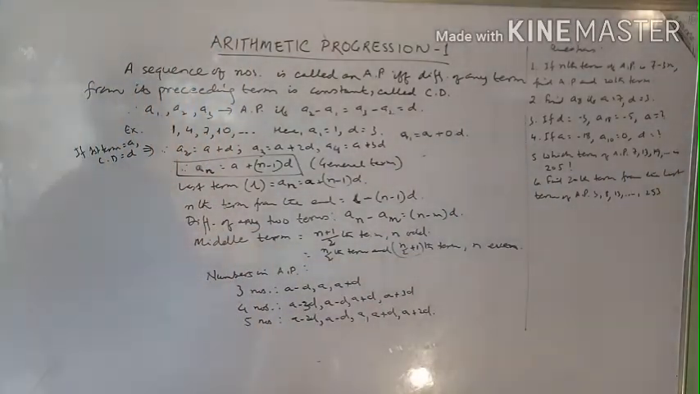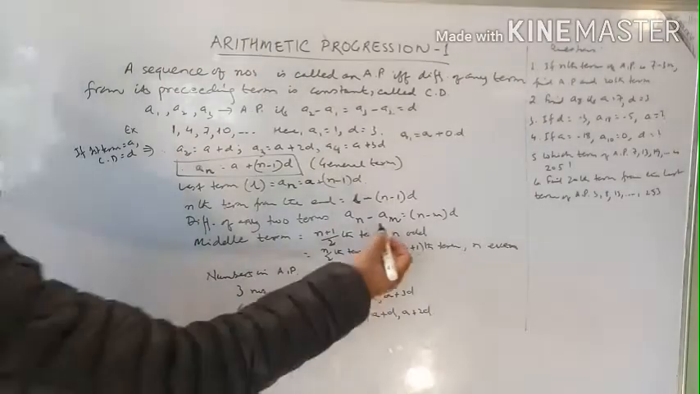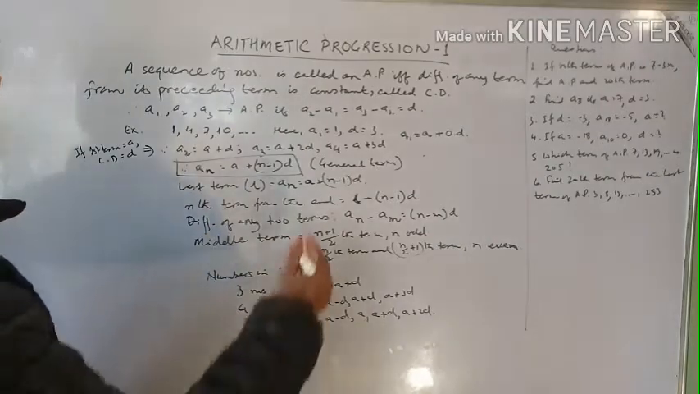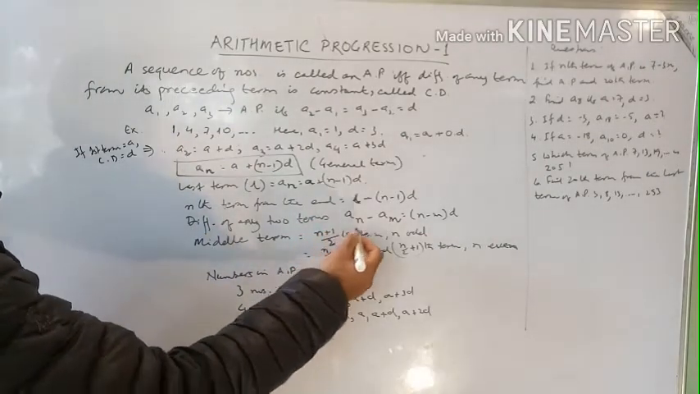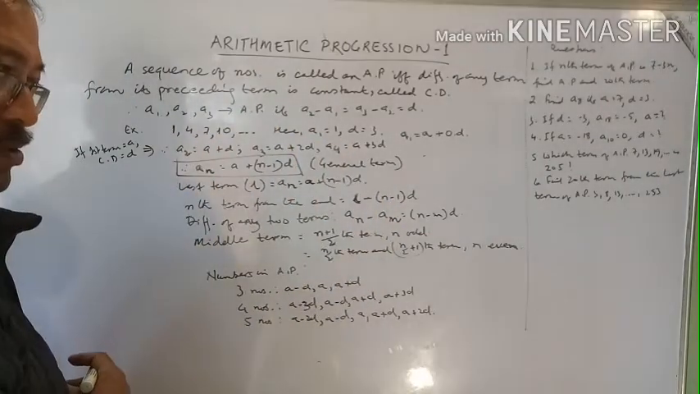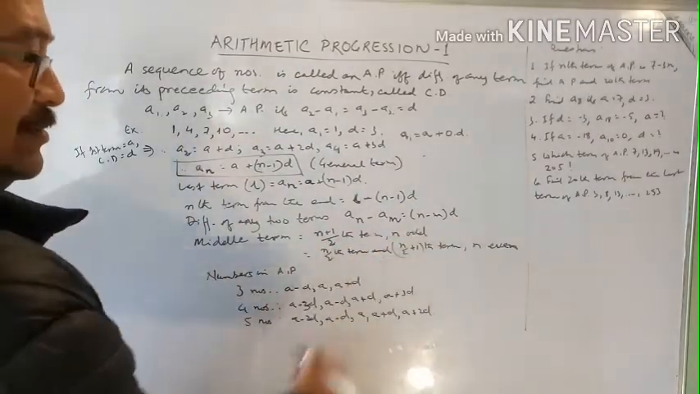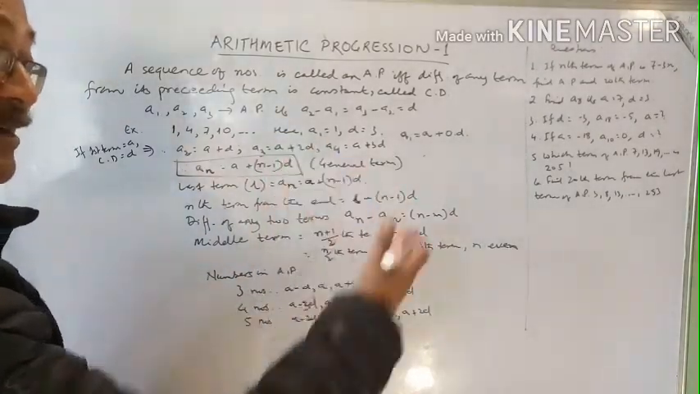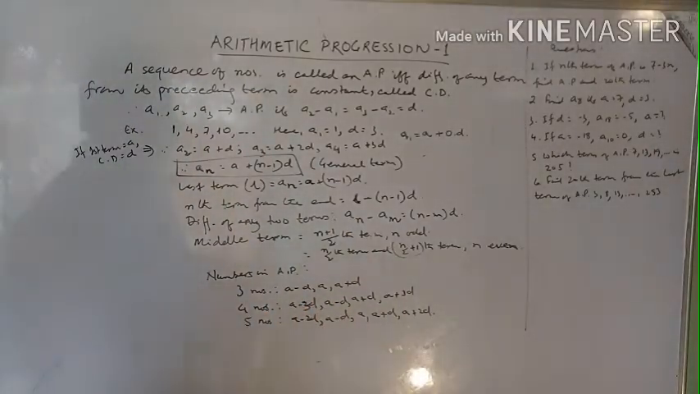Then, suppose you have to find the middle term. Now you know, if n is odd, then there will be only one middle term, and that is given by the (n plus 1)/2th term. Suppose n is 9, so (9 plus 1)/2, so 10 by 2, so the fifth term will be the middle term.